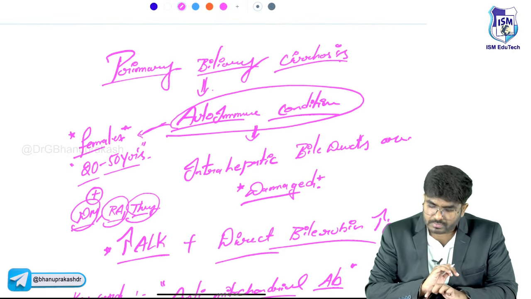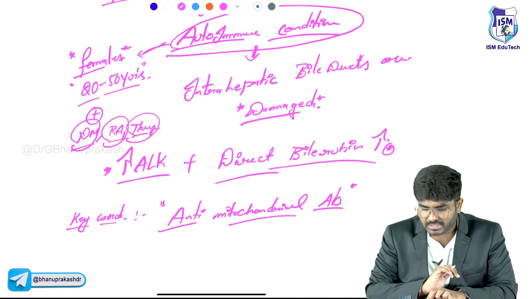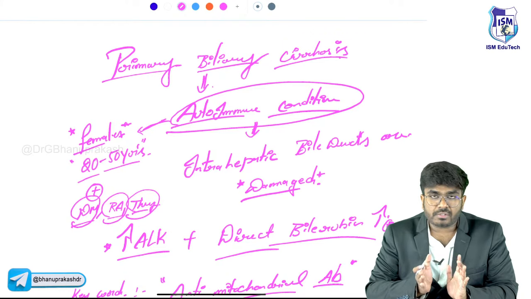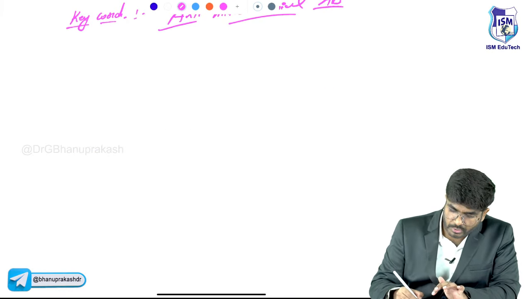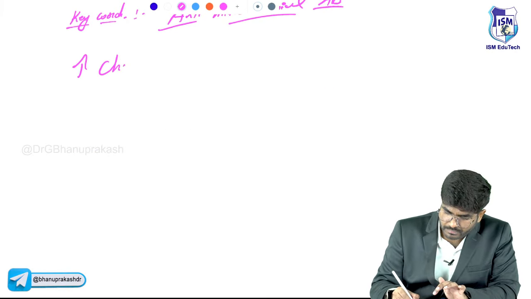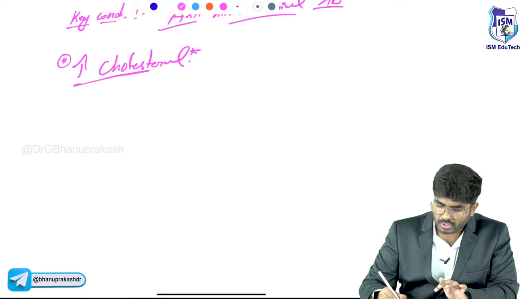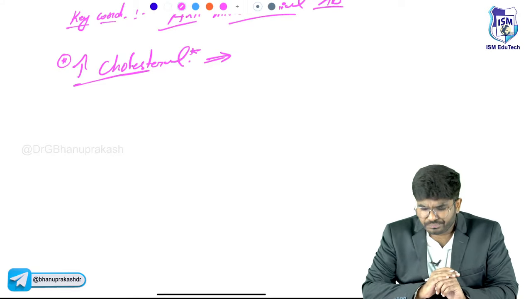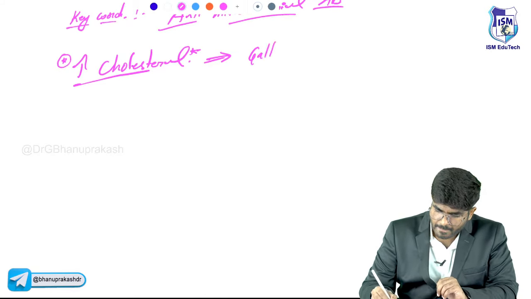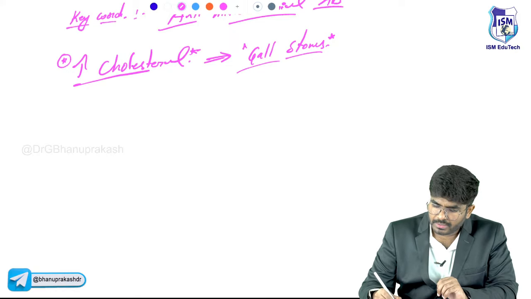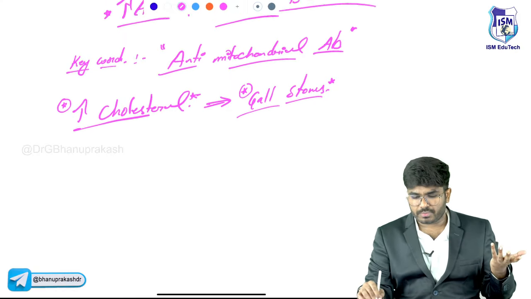And these patients with primary biliary cirrhosis, one association they usually have is high levels of cholesterol in their body. So this cholesterol is going to cause gallstones. Because of these gallstones, again there can be obstructive jaundice.